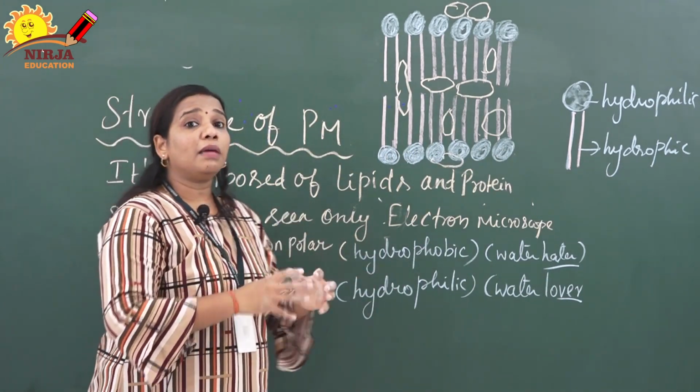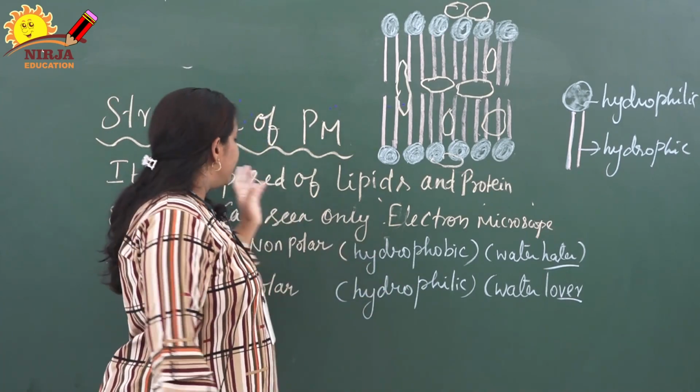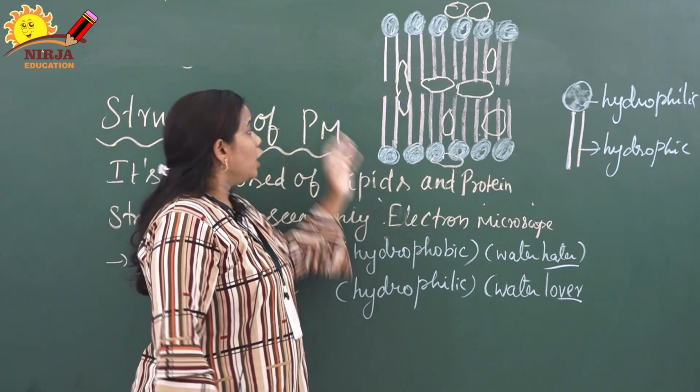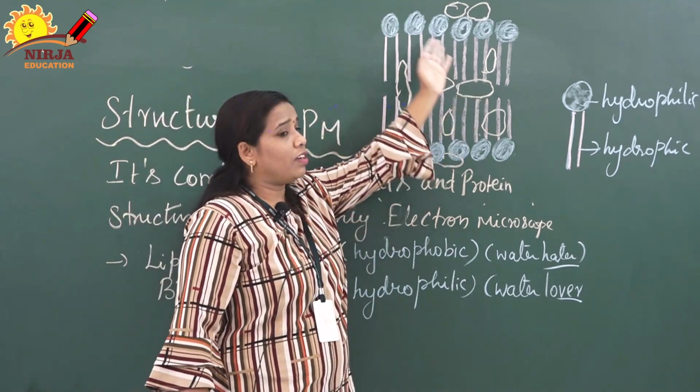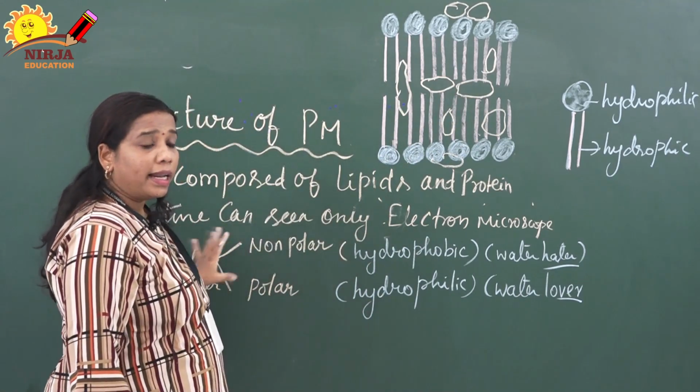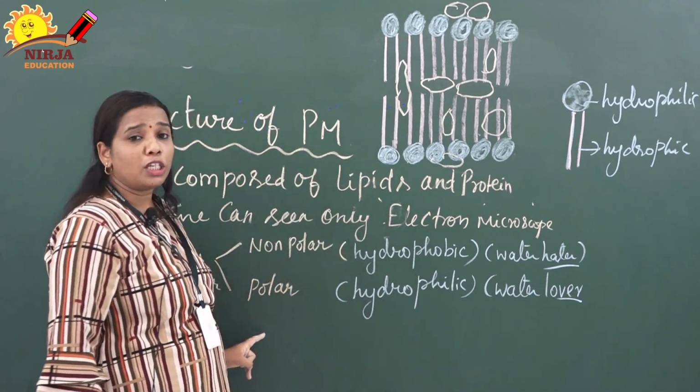Now this plasma membrane structure we can't see with an ordinary microscope. We need a highly magnified microscope, so this structure we can see with the help of an electron microscope. Children, if you look, this type of structure we will get under the electron microscope. I already told you the lipid is a bilayer, with one non-polar end and another polar end.